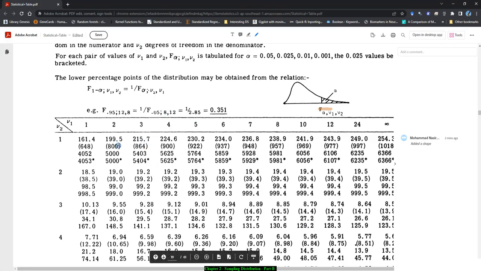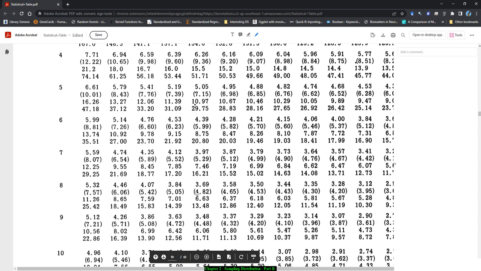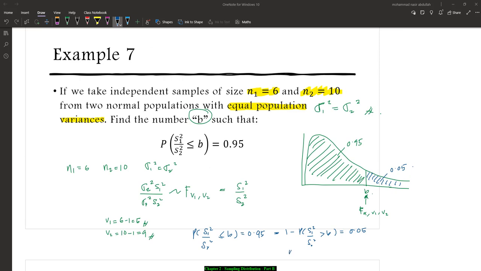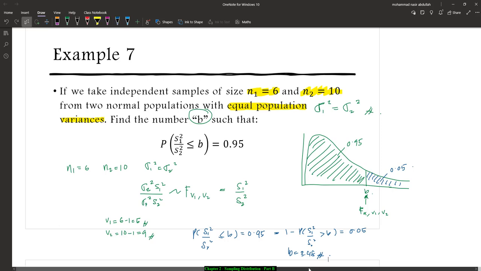Here we can look at the degrees of freedom. V1 is equal to 5 and V2 is equal to 9, or V2 equal to 9 and 5. So for the area that we want to find, with alpha 0.05, it should be 3.48. So B should be equal to 3.48. Okay?